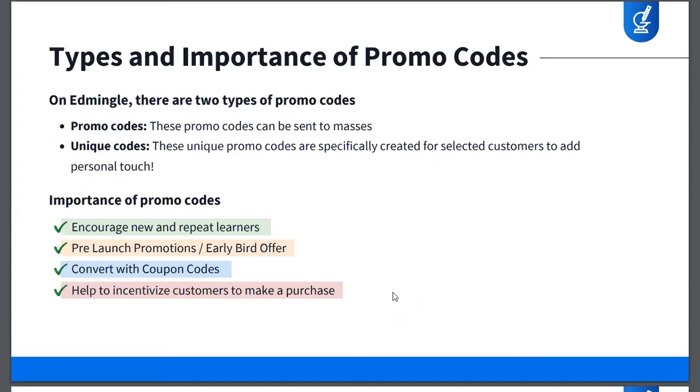I would like to give you one example of an educator on Edmingle who, building a brand right from scratch, used this particular feature to get 500 enrollments in just 5 days. We have this customer called CamFacts. When they were just launching their courses, they created a promo code with a duration of only 5 days, and within 5 days they were able to get 500 enrollments, or I would say 500 purchases of their courses on the website.